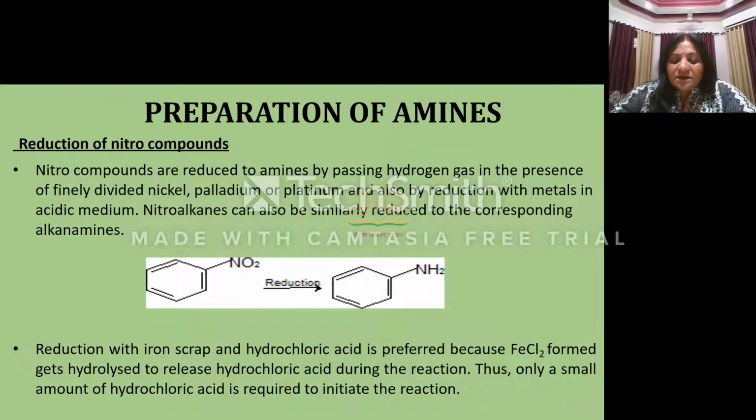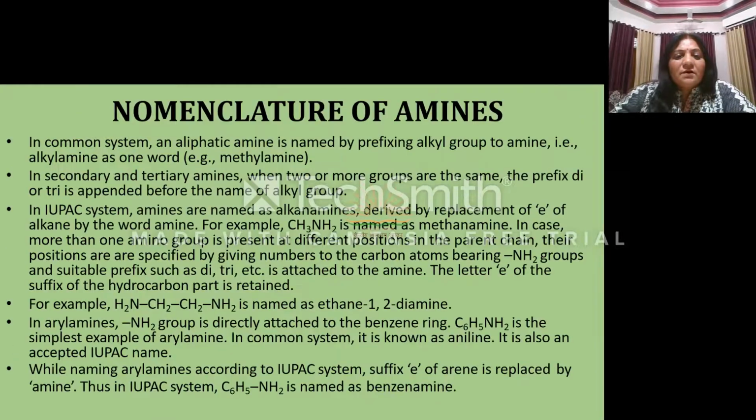This is nomenclature of amines. Nomenclature of amine is different from the nomenclature of haloalkanes, haloarenes and alcohols. Here, the nomenclature is based on the fact that nitrogen is attached to how many carbon atoms. If it is attached to one carbon atom, then it is primary amine, as I had already discussed. When it is attached to two carbon atoms, then it is secondary amine. And when it is attached to three carbon atoms, then it is a tertiary amine.